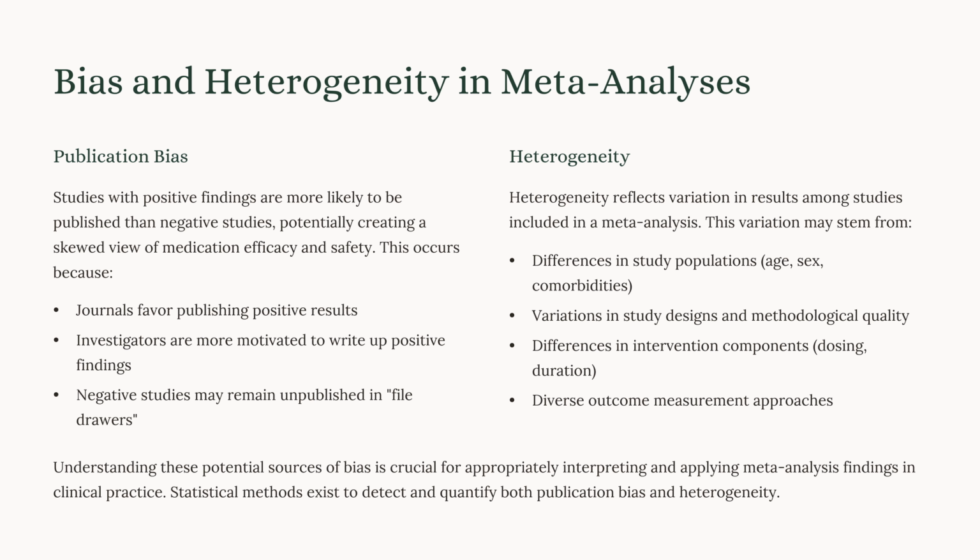Heterogeneity, as I keep mentioning throughout each of the slides, reflects the variation in results among studies included in a meta-analysis, and these can be driven by differences in study populations, age, sex, comorbidities, or maybe differences in study designs or intervention components. And so when you find a high I-squared or heterogeneity, you have to go back and compare the studies carefully.